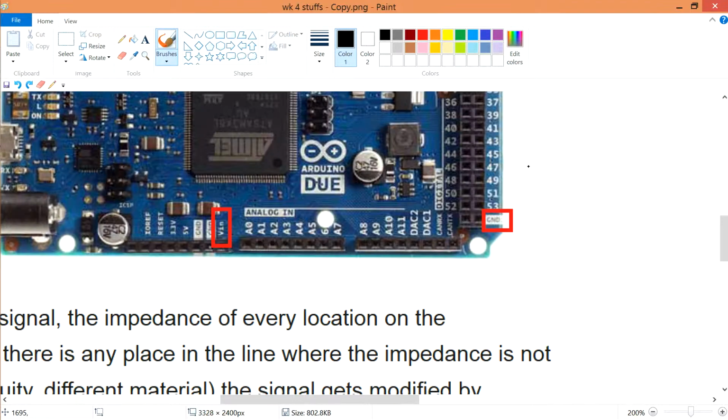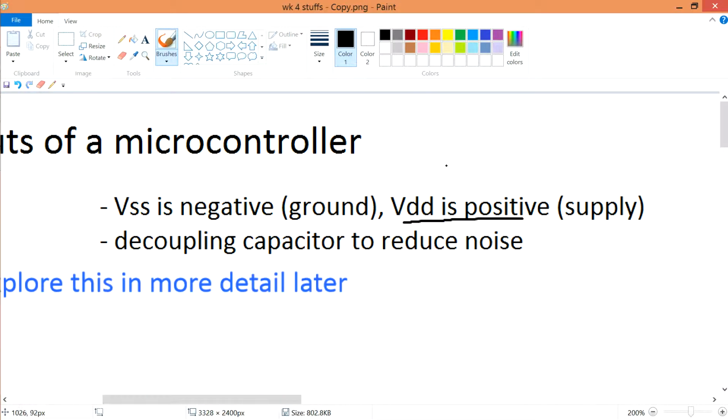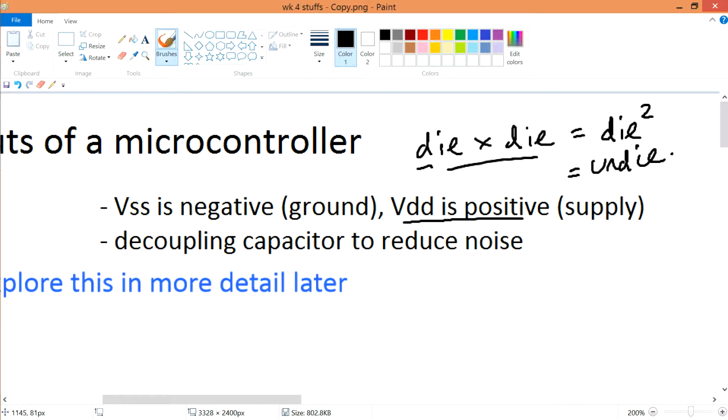What this means is, let's take a look at the Arduino board. This is GND, this is ground, and you have a Vin over here. Sorry, VDD. Your VSS is over here, your ground. Remember that VDD is positive, you just remember that D stands for die, die times die equals die square. Die square is undie, so you didn't die. You didn't die means that you are positive, good.